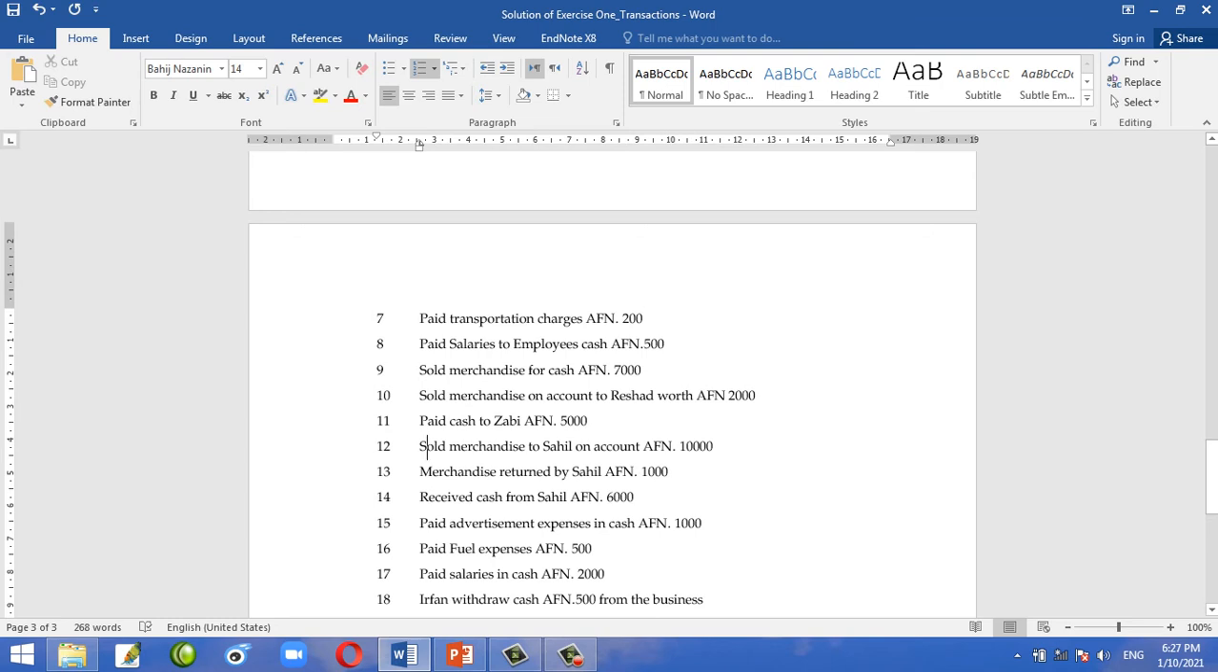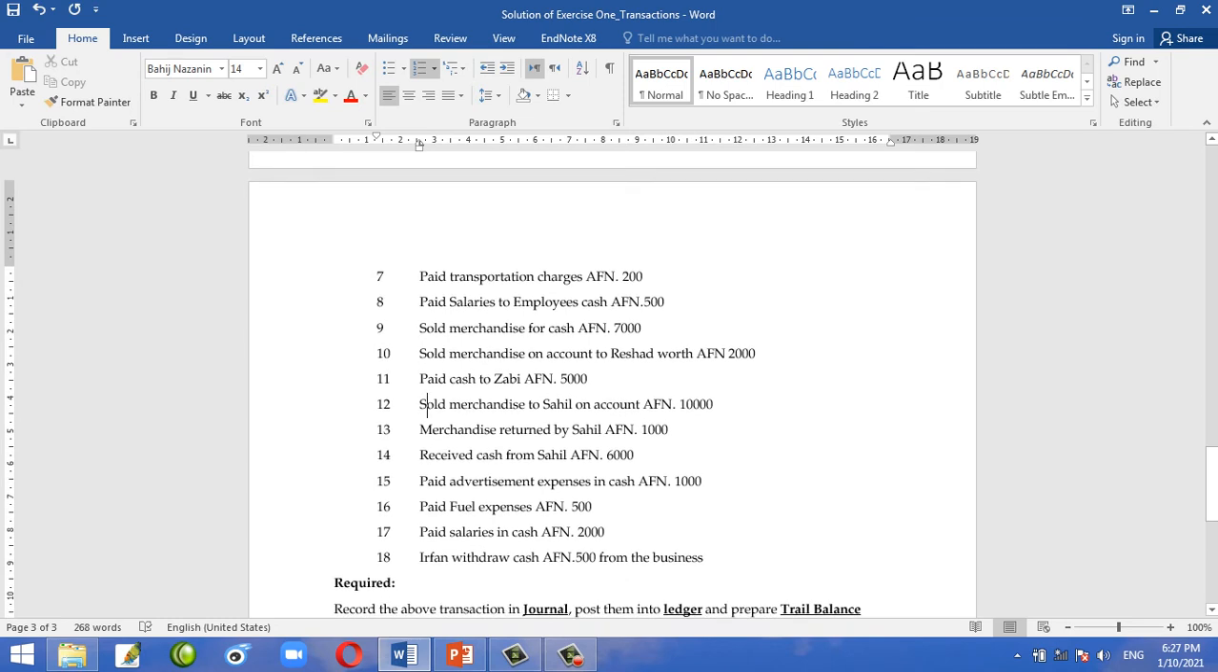Now come to the 12th one, that is sold merchandise to Sahel on account. Pay attention. Merchandise are those things that we are purchasing for resale purposes to receive the profit. So we are purchasing the merchandise and also selling the merchandise from our organization in the market.